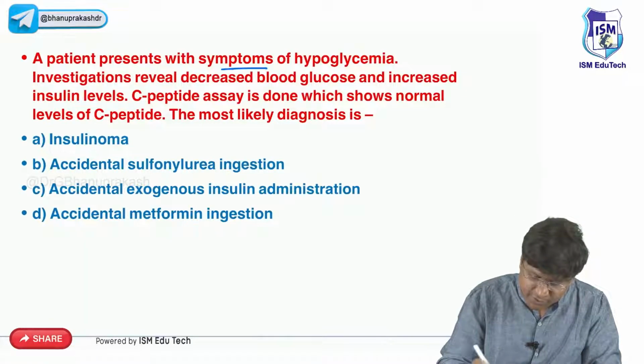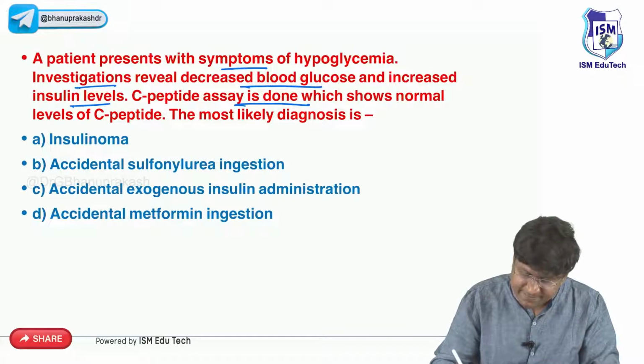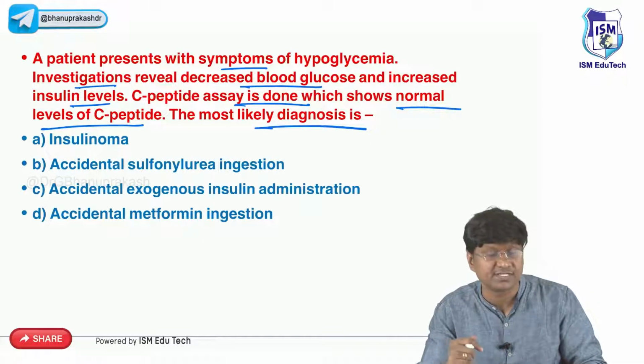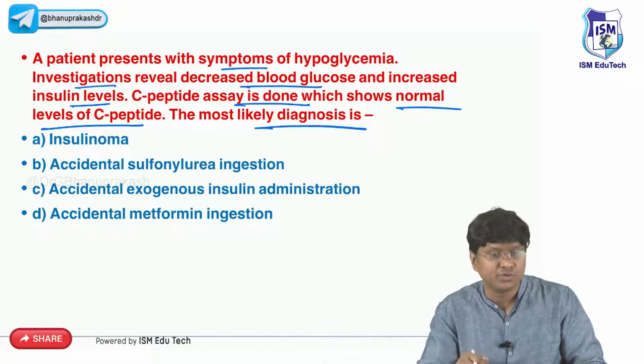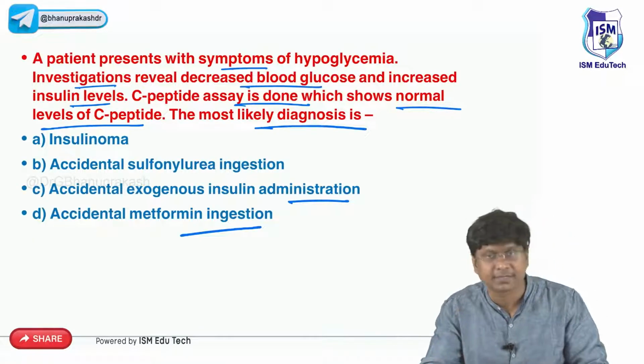And you see another clinical scenario. A patient presents with symptoms of hypoglycemia. Investigation revealed decreased blood glucose and increased insulin level. C-peptide is done, which shows normal C-peptide levels. So what do you think is the most likely diagnosis? This is one of the PYQ. Right? Insulinoma, accidental sulfonylurea ingestion, accidental exogenous insulin administration, accidental metformin ingestion.